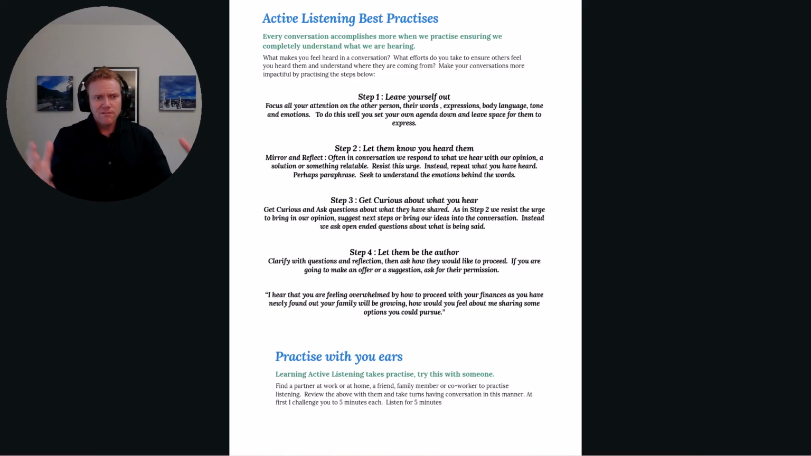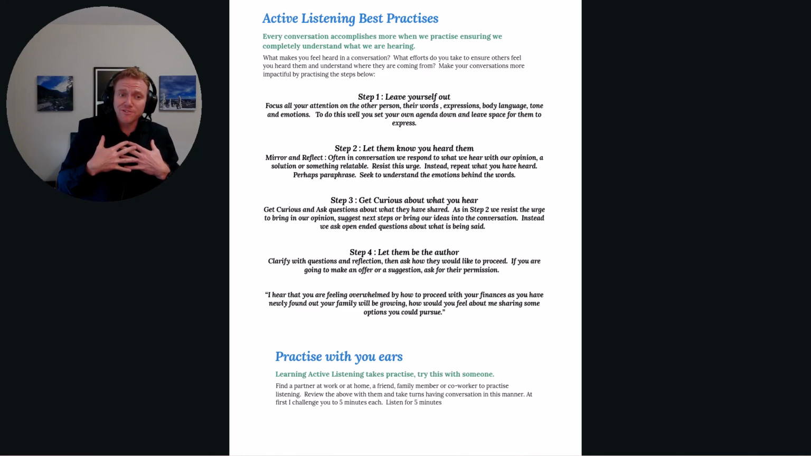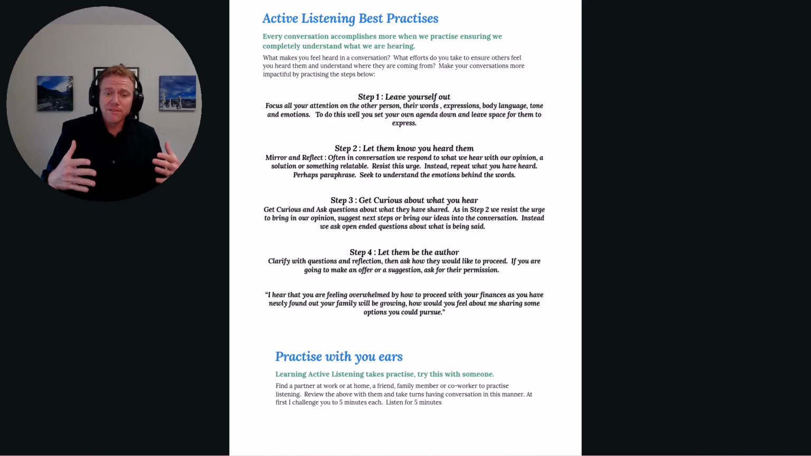Clarify why all of this is important. When you do this, not only do you get a much better picture of what's happening than if you jump in with your opinion right away, the person feels much safer with you because they know that you're listening to what they have to say and you're on their team to solve the problem. It can be extremely powerful in your life in so many different ways.